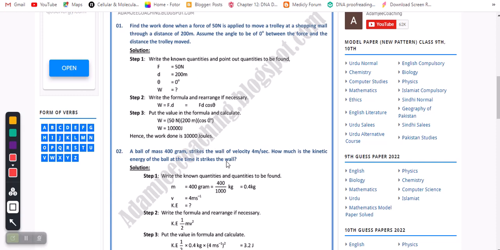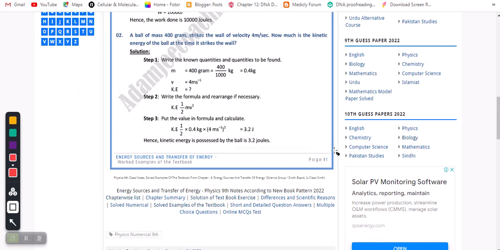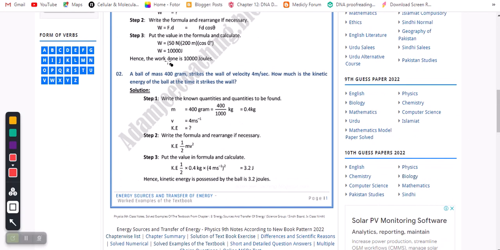The second question is: a ball of mass 400 gram. It is the mass.